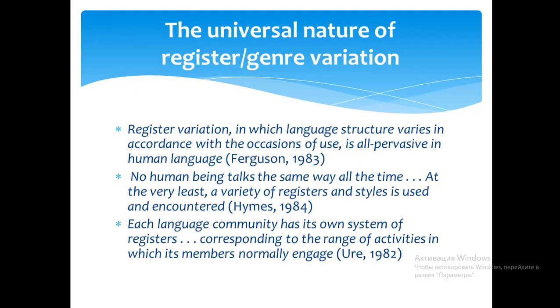The universal nature of register genre variation has been noted by many previous scholars. For example, Ferguson said, register variation, in which language structure varies in accordance with the occasions of use, is all-pervasive in human language. Hymes mentioned, no human being talks the same way all the time. At the very least, a variety of registers and styles is used and encountered. Urey mentioned, each language community has its own system of registers, corresponding to the range of activities in which its members normally engage.